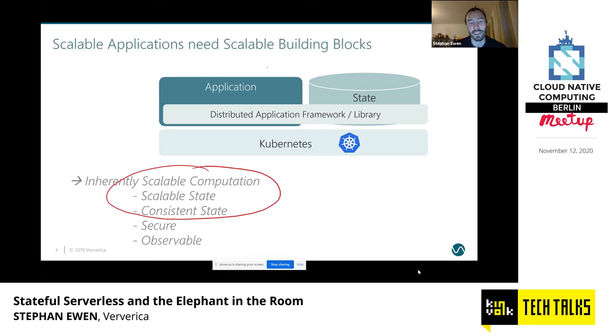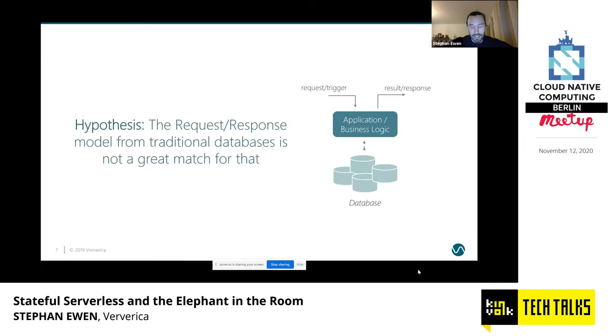This is kind of what we've been working on in the Apache Flink community for a while, and I think there are some really good ideas in there that if we actually start to combine them and merge them with some of the ideas that have come out of modern application architectures, cloud native application architectures, if we try to put them together, we can actually do something really nice. So the talk is actually titled Stateful Serverless and the Elephant in the Room.